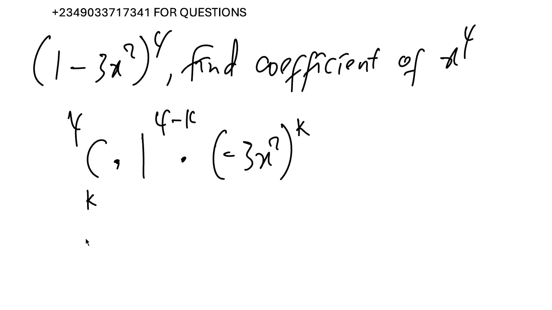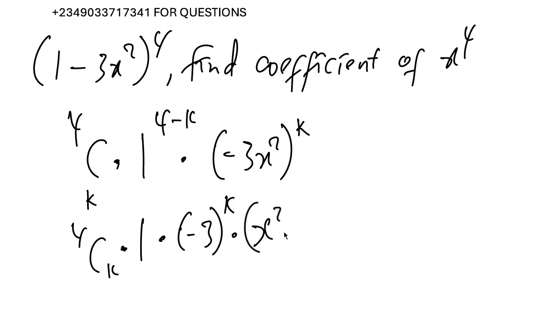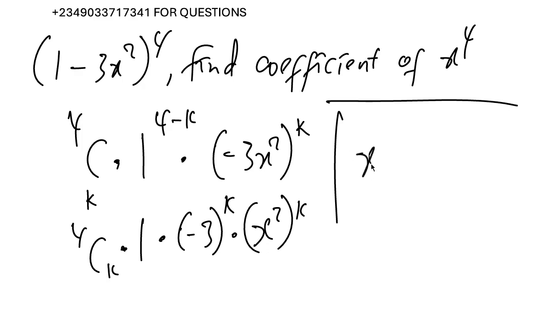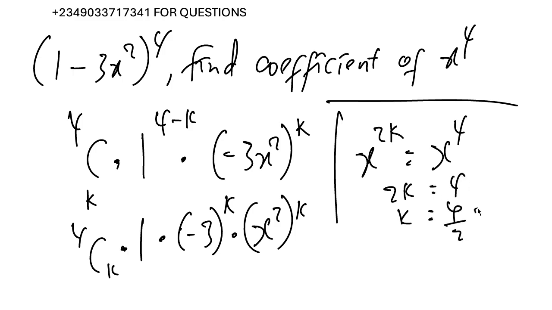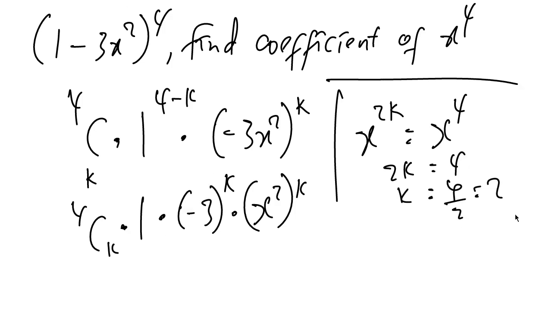Are you following? So this will be 4 combination k. 1 to the power any number is 1, so we don't even care about it. So you can break this down as negative 3 to the power k multiplied by x squared to the power k, which is the same thing as x raised to the power 2k. So you now compare x raised to the power 2k with x to the power 4. Equal bases, right? That means 2k is equal to 4. That means k is equal to 4 over 2, which is 2.